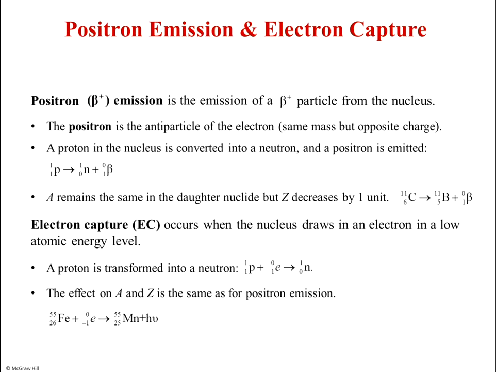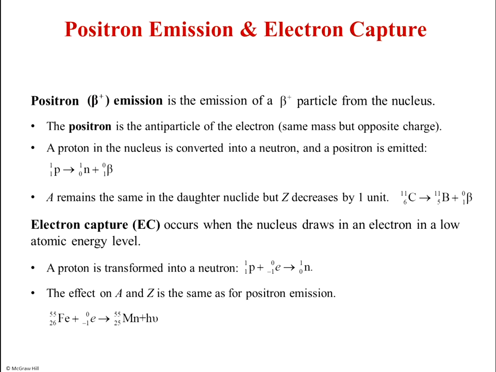Thus, the mass number remains the same, but our nuclear charge decreases by 1 since we've lost a proton. So here we can see as an example, carbon-11 converts to boron-11 plus the emission of a positron.